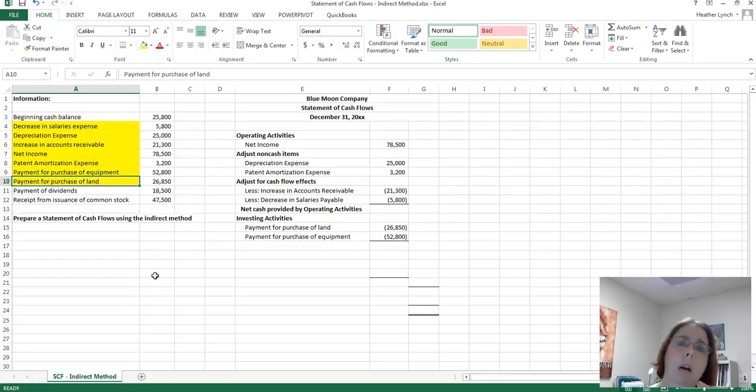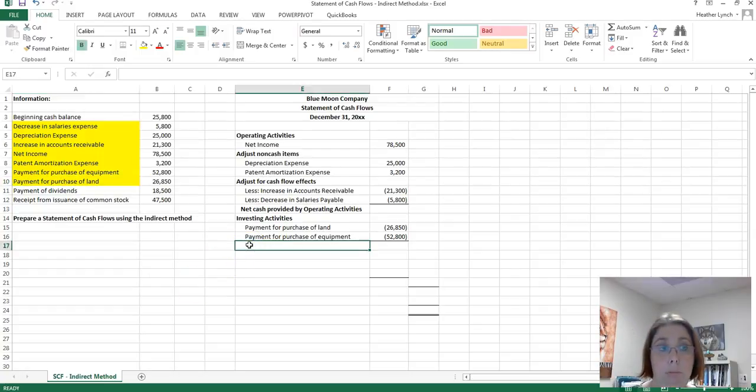If we are paying dividends, remember, in order for a company to grow, we have shareholders help finance our company. And then receipt from issue of common stock. They also help finance. Anybody that gives us money is helping us finance and also grow our company. So we don't have anything else in the investing activities.